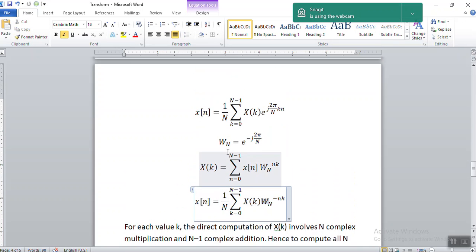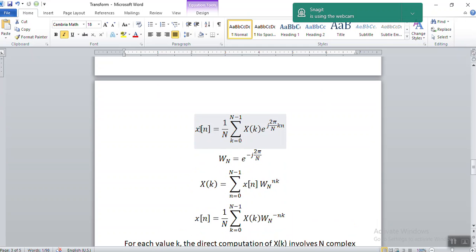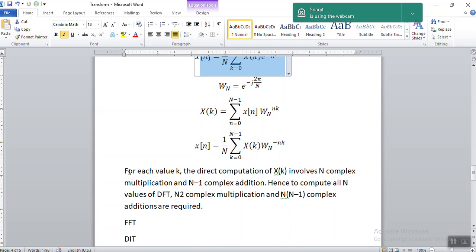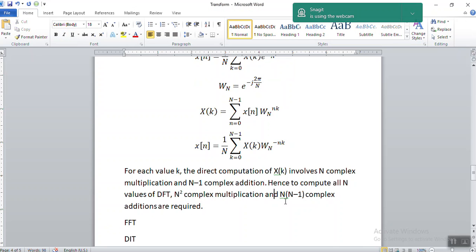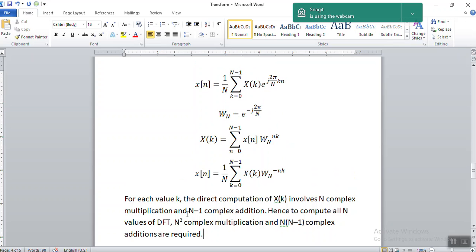Okay, so if you look at this, N square complex multiplications and N into N minus 1 complex additions are involved in the direct computation of DFT as well as IDFT. So, that is what I have written. For each value of k, the direct computation of X[k] involves N complex multiplications and N minus 1 complex additions. Hence, to compute all N values of the DFT, N square complex multiplications and N into N minus 1 complex additions are required. That matches the computational complexity. Along with that, W_N^k is symmetric and periodic, which is also not incorporated in the direct computation of DFT.